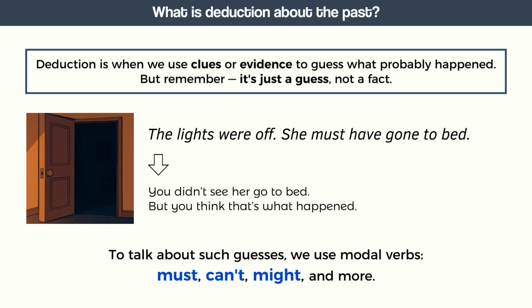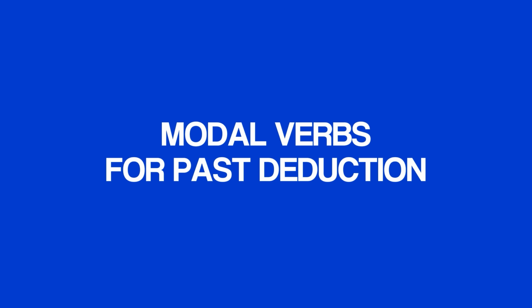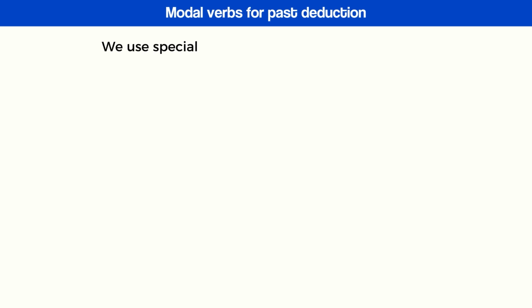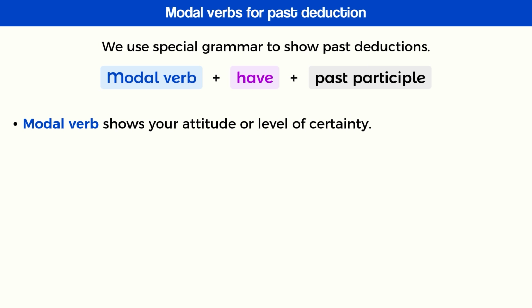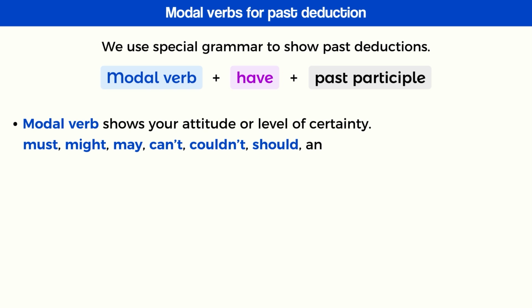Let's break them down. Modal verbs for past deduction. To talk about deductions about the past, we use a special grammar structure. Modal verb plus have plus past participle. A modal verb shows your attitude or level of certainty. Common modal verbs for past deductions are must, might, may, can't, couldn't, should, and ought to. For more on how sure we are when making guesses, check out our lesson on degrees of certainty.